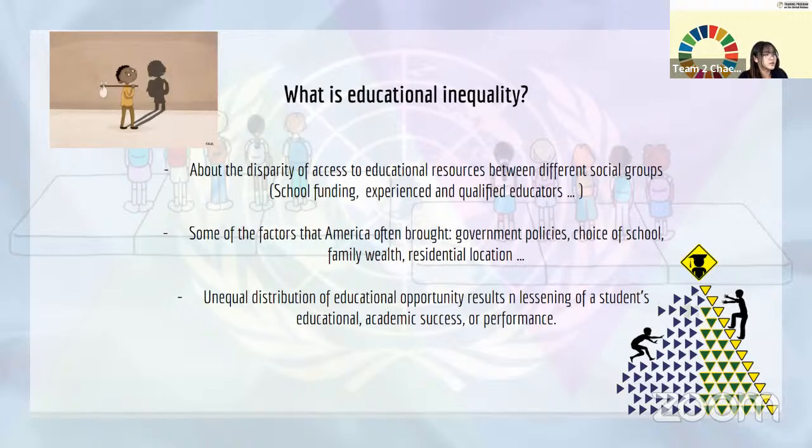To look at the factors that educational inequality has brought to America, there are government policies, choice of schools, family wealth, residential location, parenting style, and lastly, implicit bias toward a student's race. Educational inequality lessens the academic success or performance of students or populations through the unequal distribution of educational opportunity, financial and educational resources, qualified teachers, or digital assets. A good education is not only about academic and professional performance and opportunities, but it also takes an important part in moving forward to becoming a more civilized and humane society.